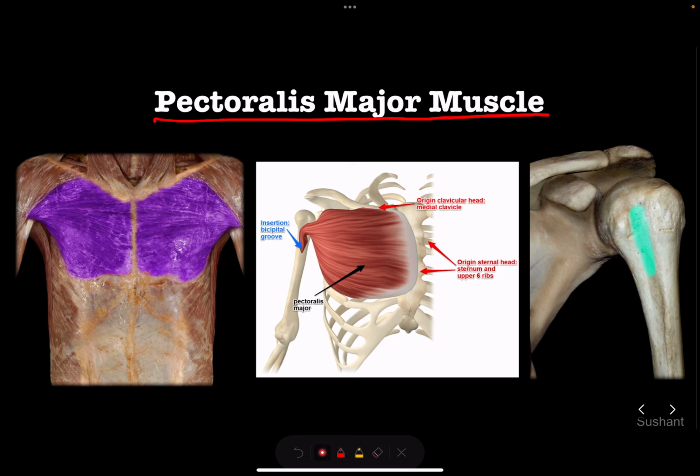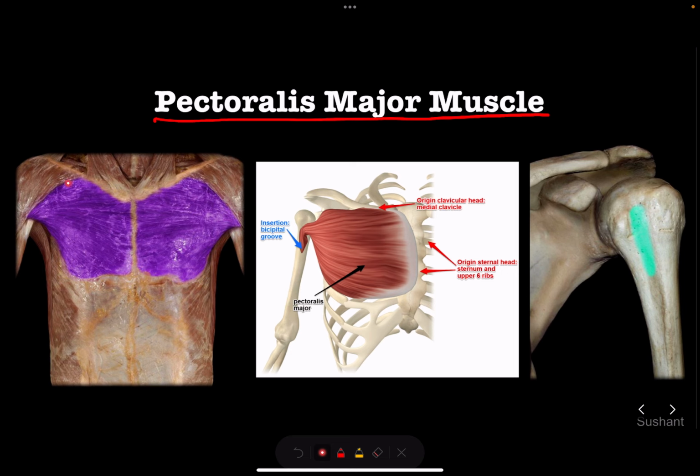So like I already told you, the pectoralis major muscle is the largest muscle of the pectoral region. So what is the shape of the muscle? It is a thick muscle, and it is roughly triangular in shape. It has a broad origin and a very narrow insertion. Also we have to understand that this forms the anterior wall of the axilla.